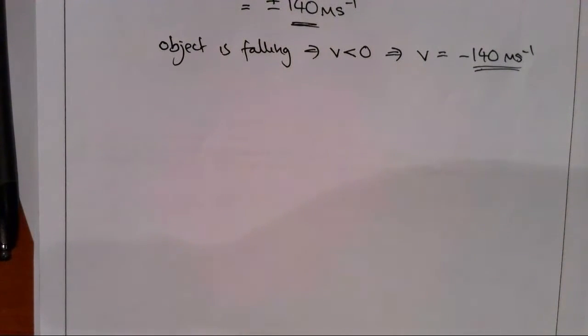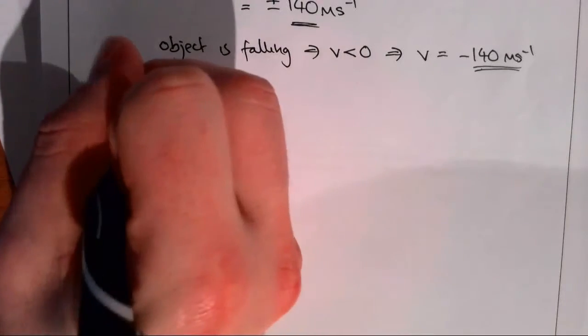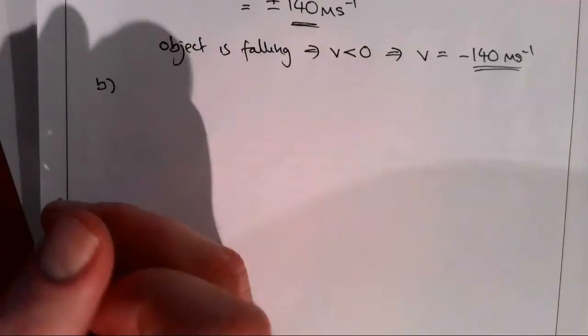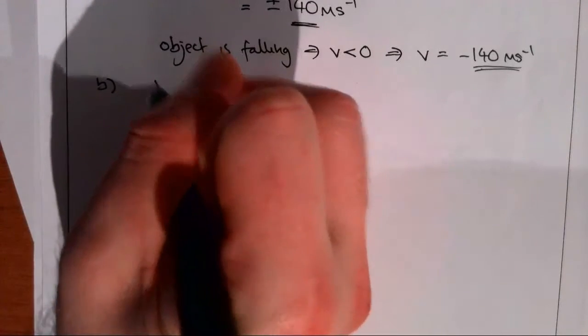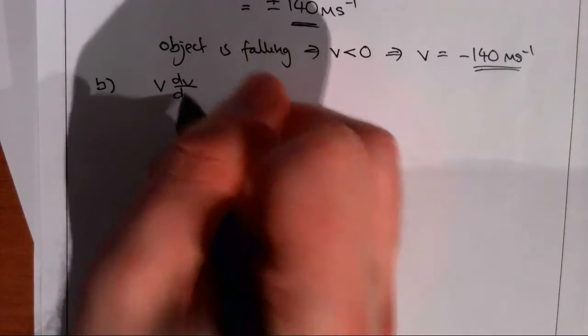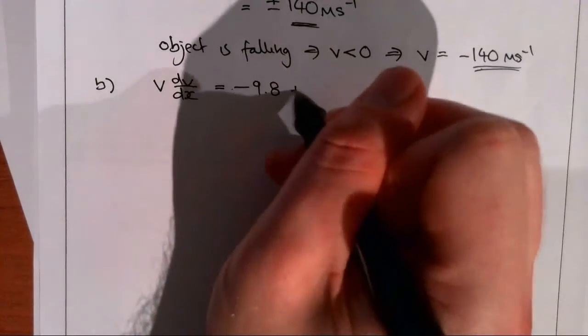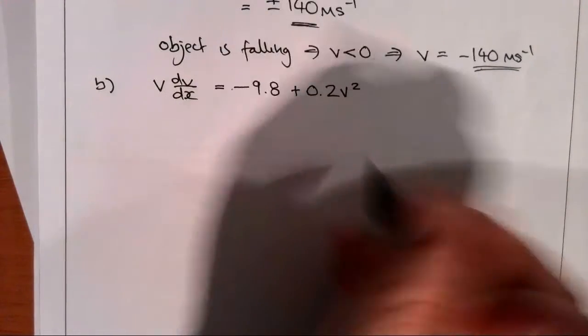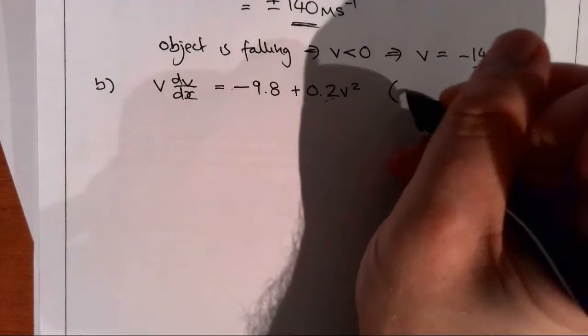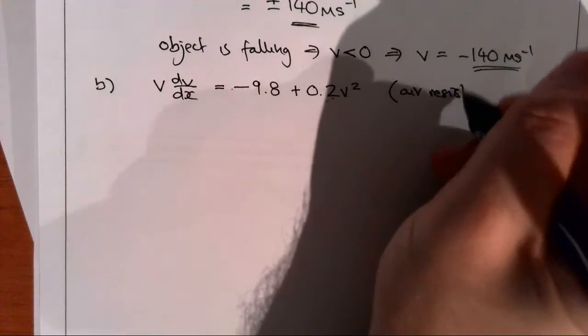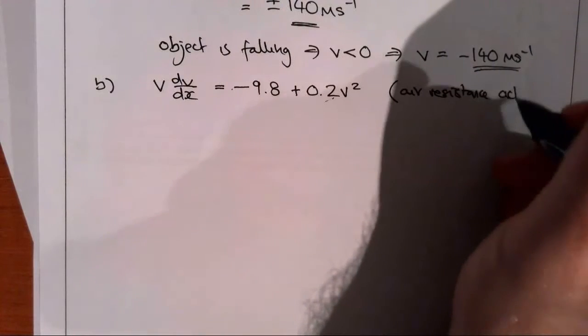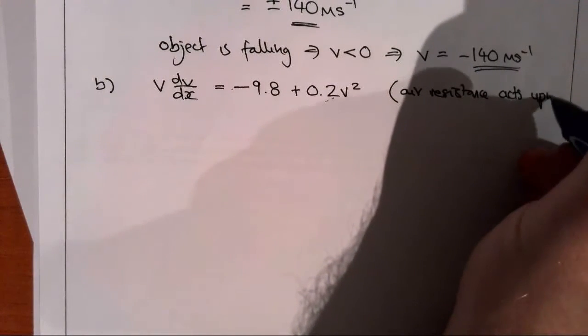And of course that's not really practical because in real life there is air resistance, and so what we're going to look at in the second bit is what effect that has, and it's really striking. So this time we are considering air resistance, and so our expression for acceleration, v dv by dx, is not only going to be minus 9.8, but it also has a 0.2 v squared, and this is positive because air resistance always opposes motion, so air resistance acts upwards.